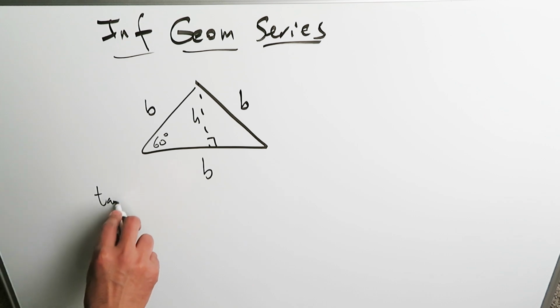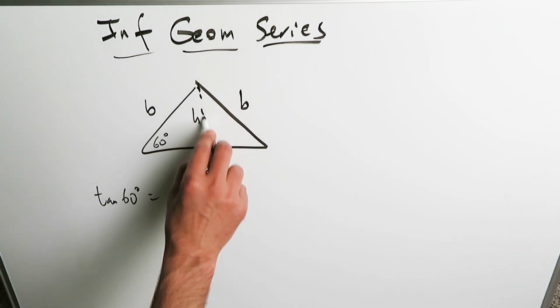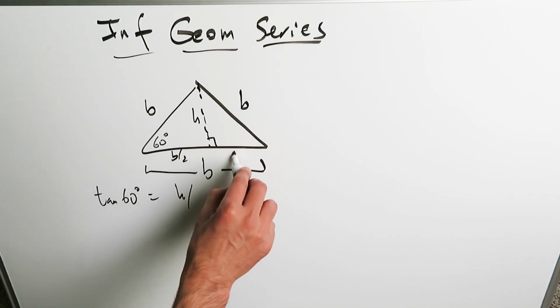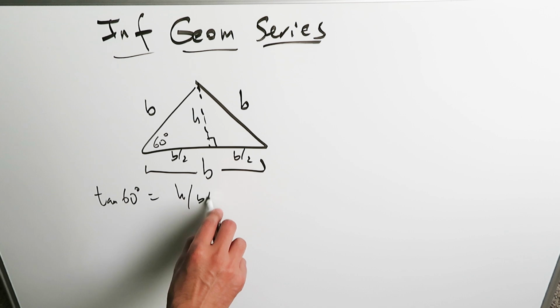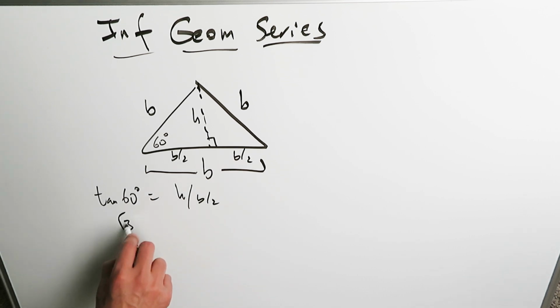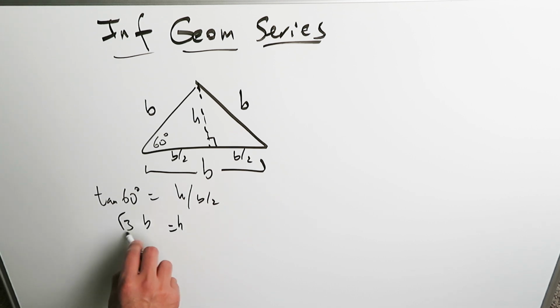You're going to have a height with respect to B, and you can do it. Tan 60 degrees is equal to H over B over 2, because this base B has been split into half. What do I have over here? Tan 60 in terms of trigonometric ratio is equal to root 3. I'm solving for H. H is equal to root 3 times B over 2.